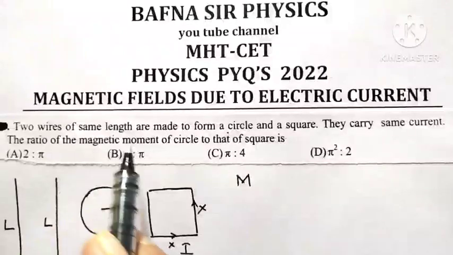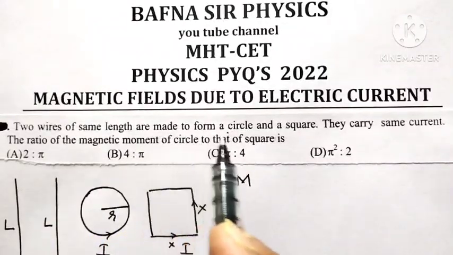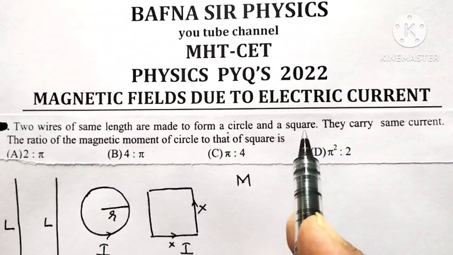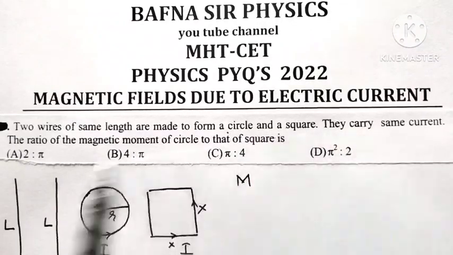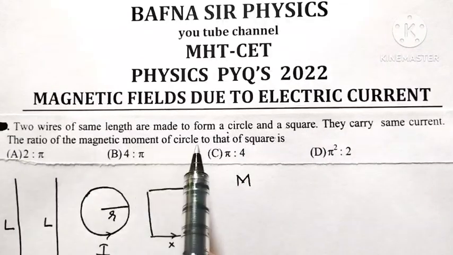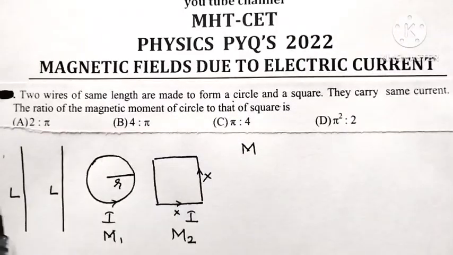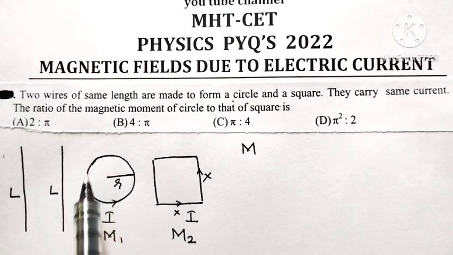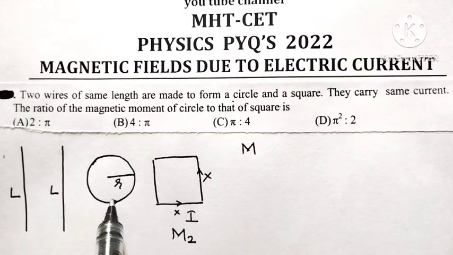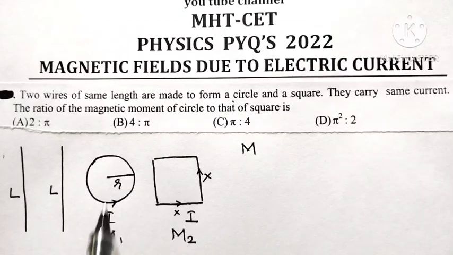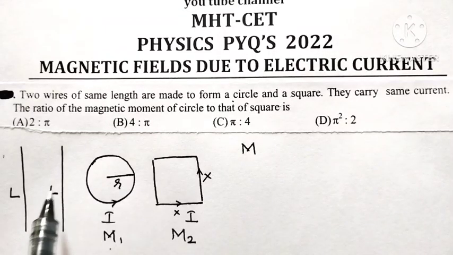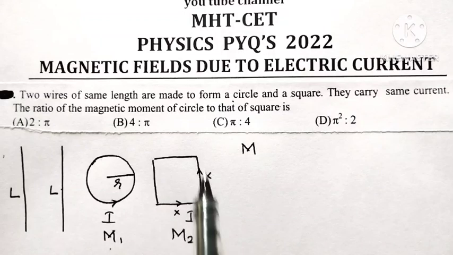Two wires of the same length are made to form a circle and a square, and they carry the same current. Then the ratio of the magnetic moment of the circle to that of the square is. See here, we are having two wires of the same length, and with the help of these wires a circle and a square are formed. Let the circle be of radius r1 and carry current I, and let m1 be the magnetic moment of the circle. With the help of another wire, a square is formed.